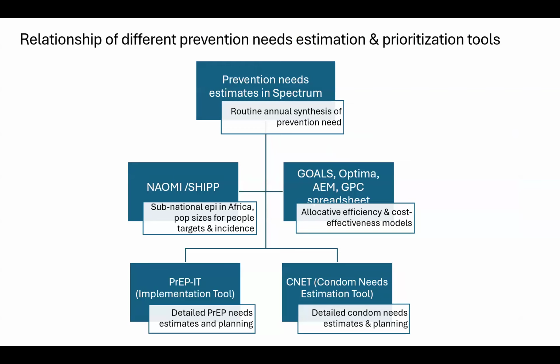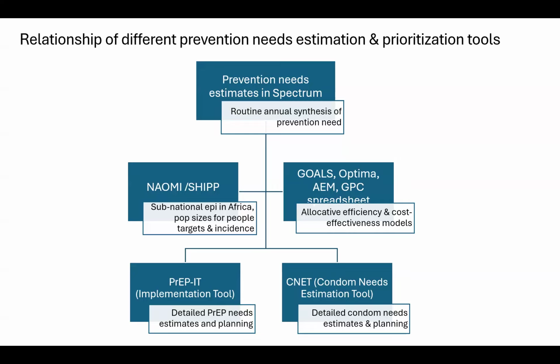Maybe one word on the place of these new prevention needs estimates in the context of other tools and modeling exercises. We have here on top the prevention needs estimates in Spectrum, and this is really the main reason for this meeting and this workshop, that we have this new tool in Spectrum that routinizes annual prevention needs as part of the Spectrum estimates process, which is similar to what has been done for HIV treatment for a long time, that we estimate the number of people living with HIV, and from there we derive the 90-90-90 treatment targets. Something similar is now also available in Spectrum for prevention in the prevention needs estimates, and we'll introduce that in more detail in this workshop.